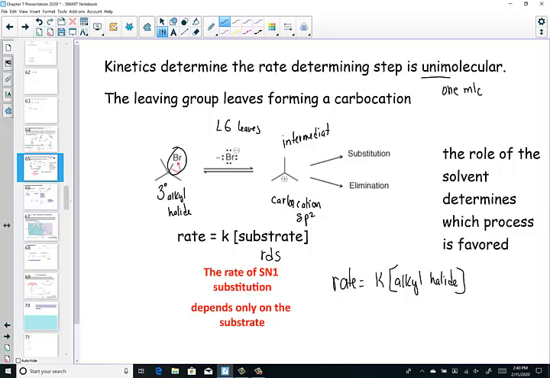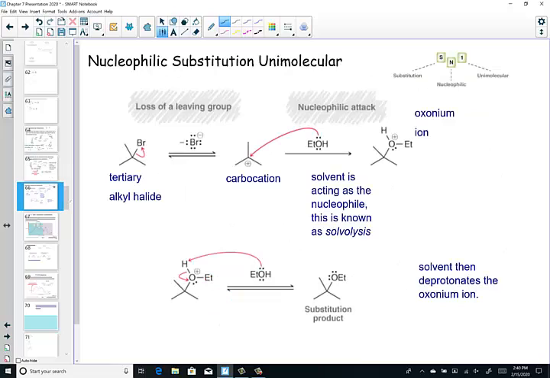The leaving group must leave and form the carbocation, and then we would have either SN1 substitution occur or E1 elimination occur. So the rate of the substitution reaction in a unimolecular pathway depends upon how fast the leaving group leaves. The better the leaving group, the faster the reaction. So the loss of the leaving group initiates the rate determining step. Thinking about forming a carbocation, we want to remember to consider how stable is that carbocation.